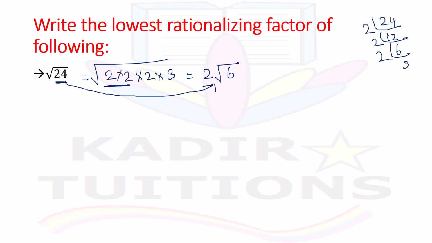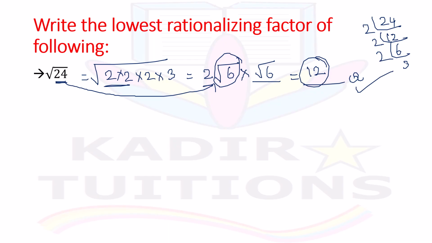Now with this 2 root 6, what number can I multiply so that we'll get a rational number? So I don't want this root 6. Then what do we need to multiply with? Root 6 only. So what will be the answer now? 2 into 6, because root 6 the whole square is going to be 6, then 2 into 6 is nothing but 12. So 12 is a rational number. So what we are multiplying with 2 root 6? Root 6. So this is the rationalizing factor for root 24. This is the lowest rationalizing factor.